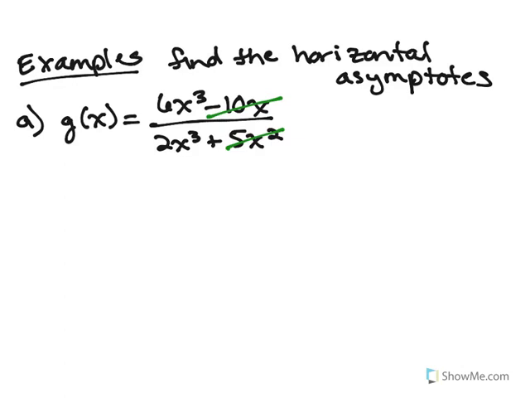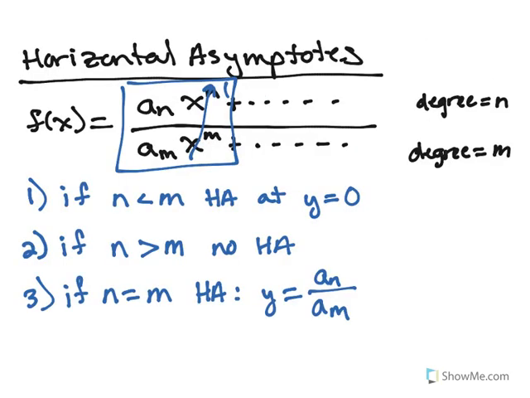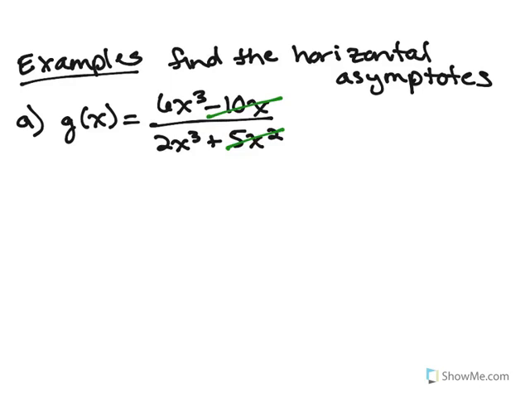So the degree of my numerator is 3, the degree of my denominator is 3. So when I go back here, that is situation number 3. The degrees match. I have a horizontal asymptote that is the ratio of the coefficients. So y equals 3 on the graph would be a horizontal asymptote.